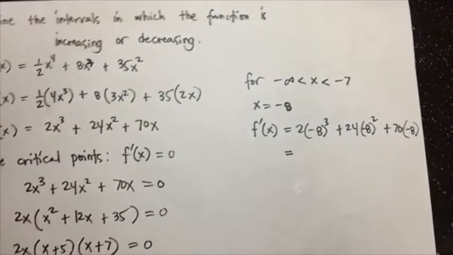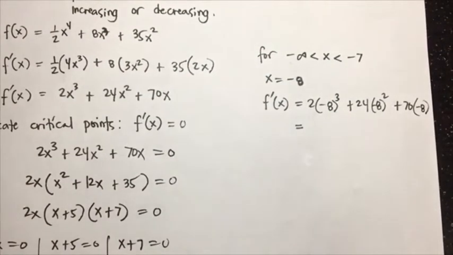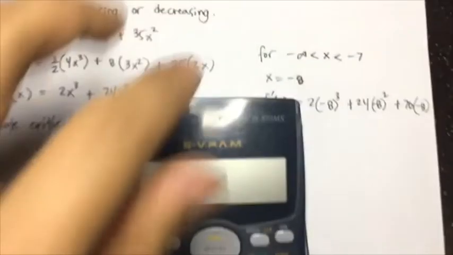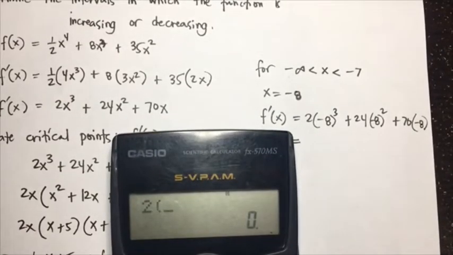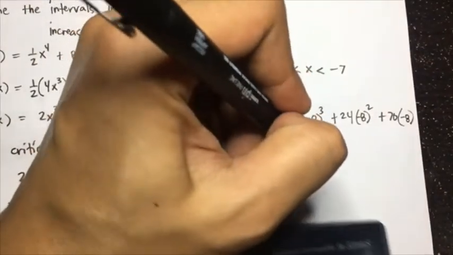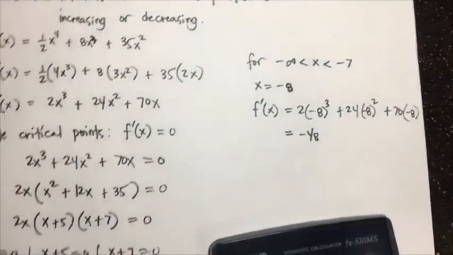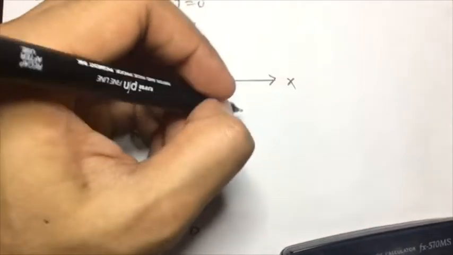Using your calculators, we have 2 times negative 8 cubed plus 24 times negative 8 squared plus 70 times negative 8. So it's negative. It's less than 0, meaning our first interval is decreasing.